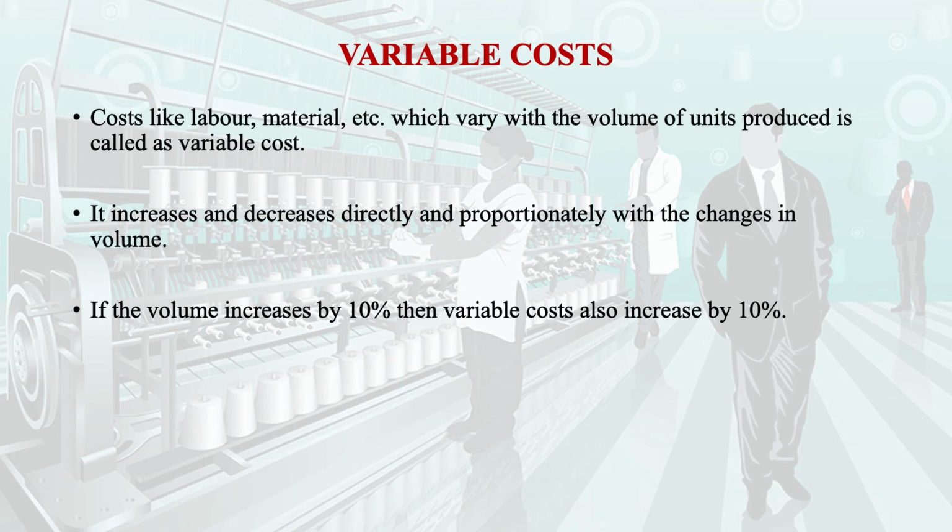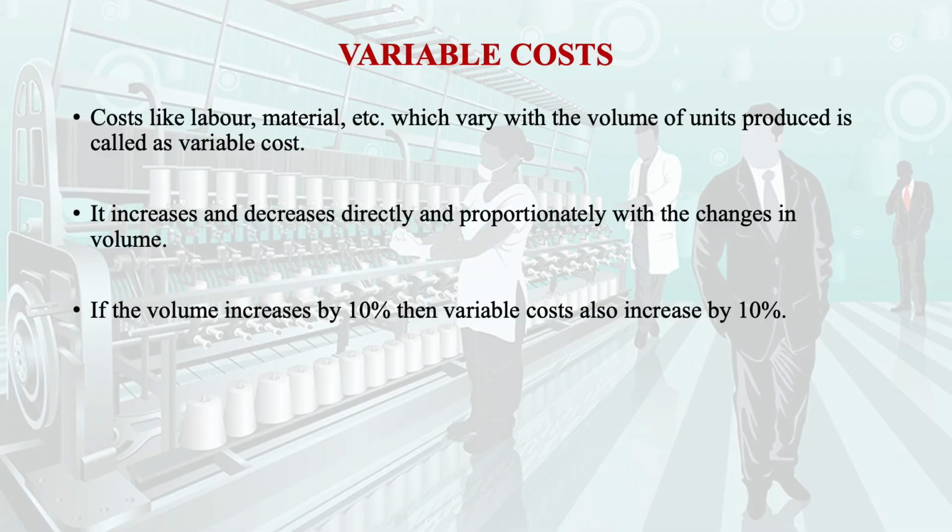Now, the costs like labor and material, which vary with the volume of units produced, are called the variable cost. That means for a certain quantity, we need 2 labor. If we increase the quantity, we increase the number of labor. Similarly, the material will also increase. So variable cost increases with the volume of the units produced. It increases and decreases directly and proportionately with the change in the volume. If the volume increases by 10%, the variable cost will also increase by 10%.